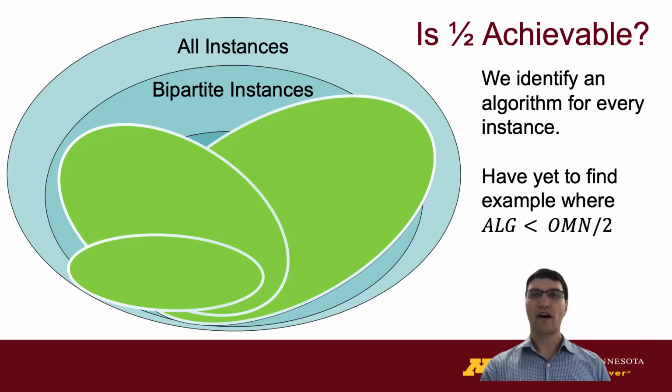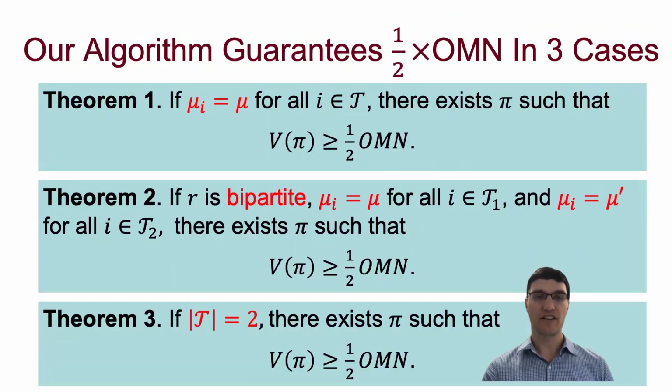So what are these conditions? What are these assumptions we need in order to prove that our algorithm performs well? Here they are. There are three different theorems. So looking at the first one, the first case in which we know our algorithm works well is if all agent types have the same departure rate. Okay? Then we know that our algorithm is within a factor two of the omniscient benchmark.